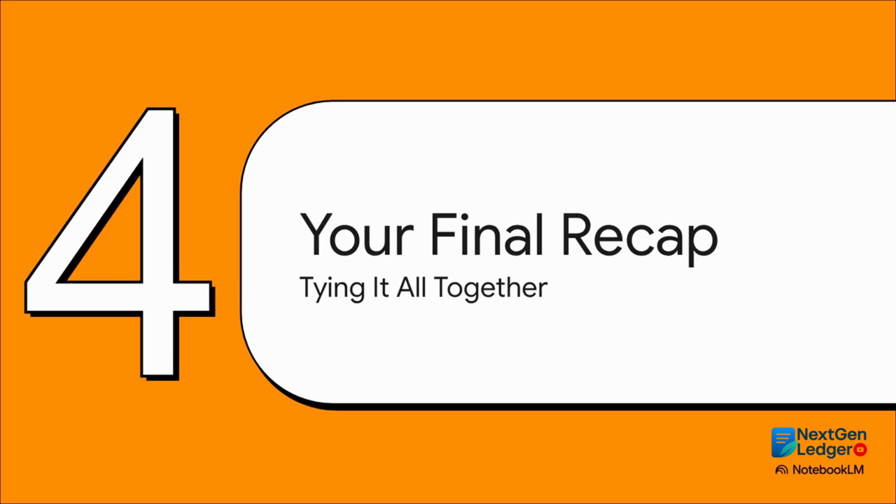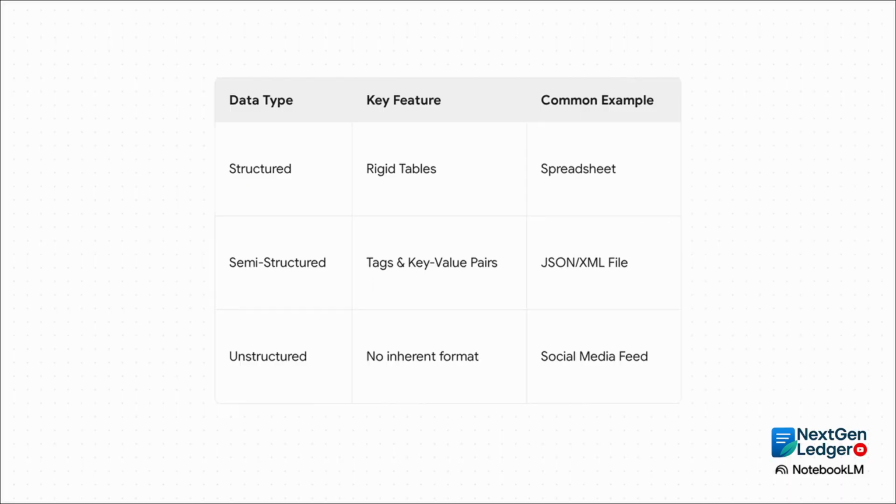All right, we have definitely covered a lot of ground. So let's wrap this up and tie everything together with a quick final recap. This table really just lays it all out perfectly. On one side, you've got the rigid tables of structured data, your spreadsheet. On the total opposite side, the formless chaos of unstructured data. Think of an endless social media feed. And right there, in the middle, is our flexible hero, semi-structured data, using tags and keys to create order, just like we saw with JSON and XML.